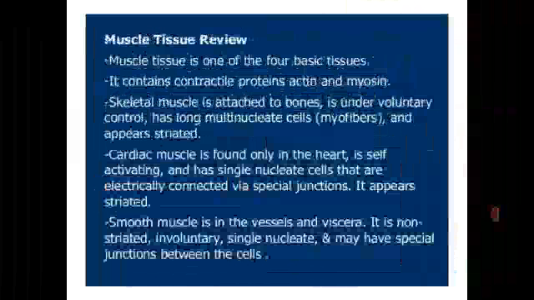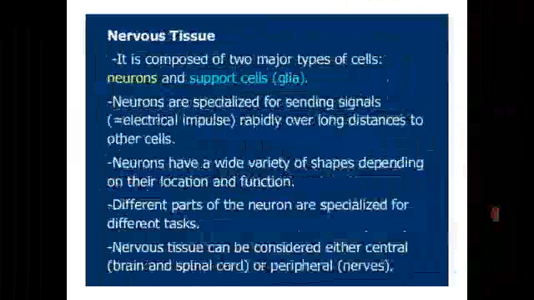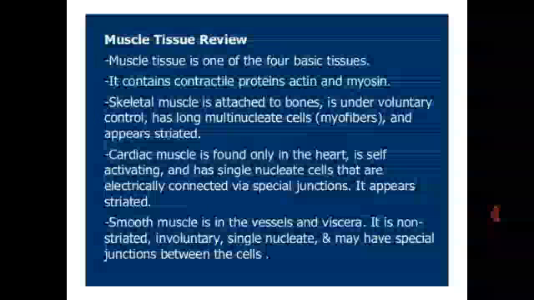Muscle tissue is one of the 4 basic tissues: skeletal muscle tissue, cardiac muscle tissue, smooth muscle tissue, and nervous tissue. Nervous tissue is composed of 2 major types of cells, that is neurons and support cells. Neurons are specialized for sending signals rapidly over long distances to other cells. Neurons have a wide variety of shapes depending on their location and function. Different parts of the neurons are specialized for different tasks. Nervous tissue can be considered either central or peripheral.